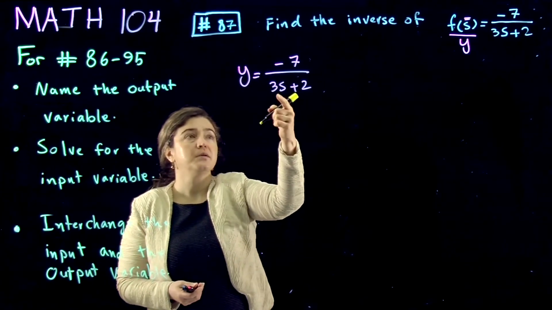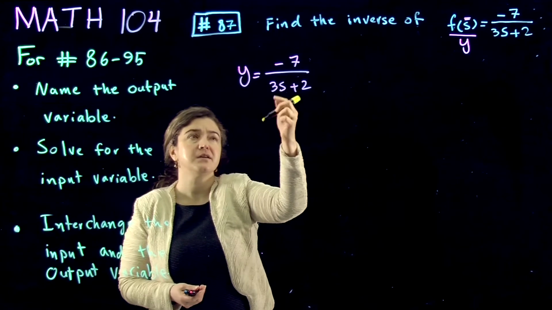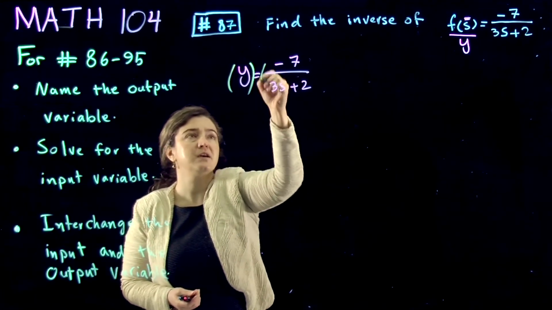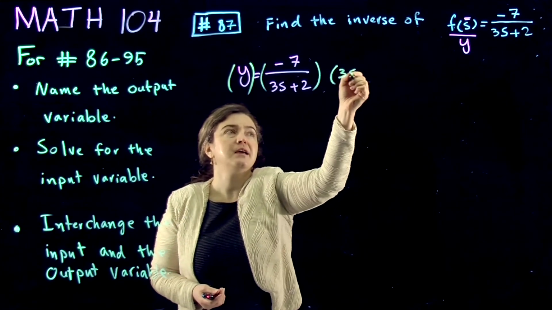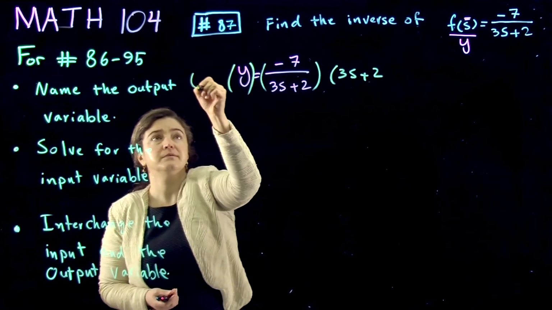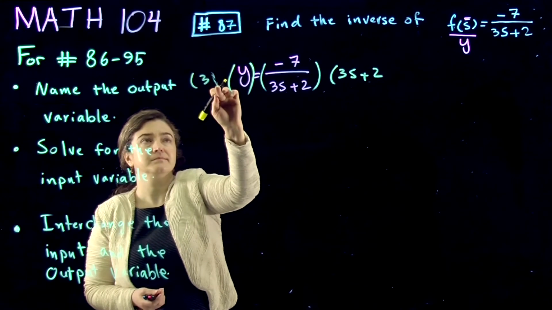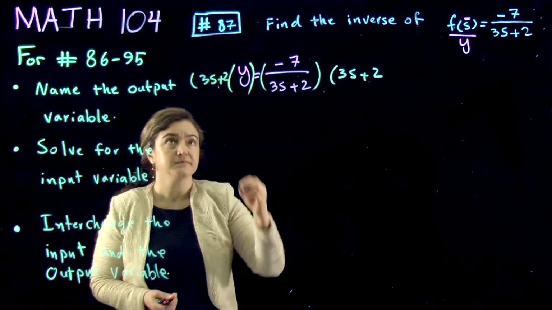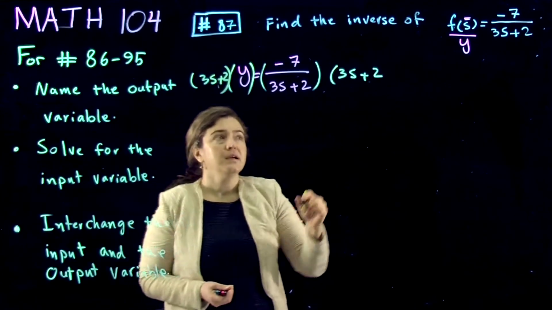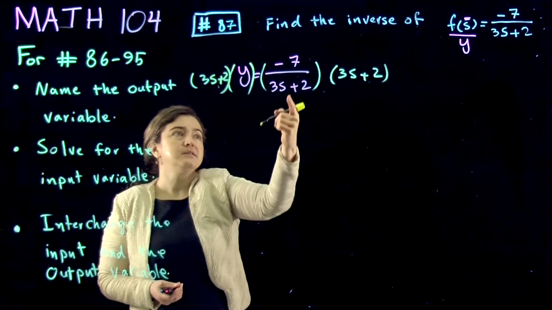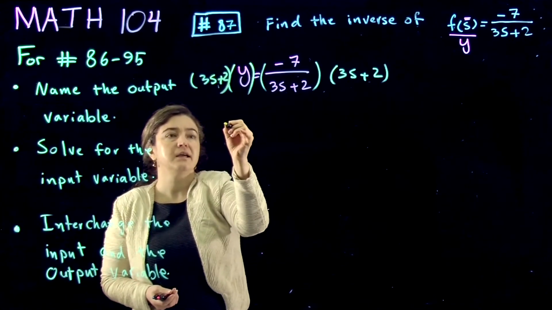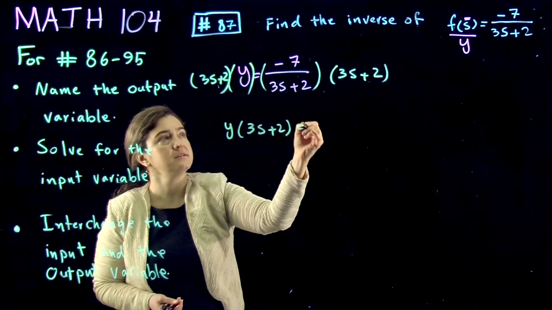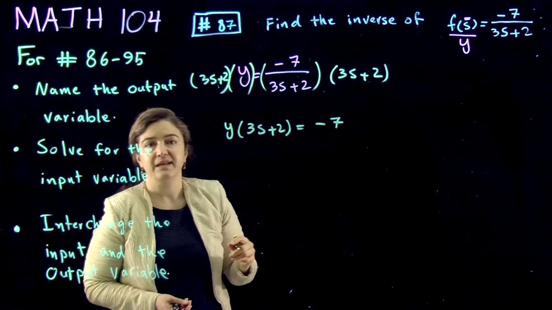And so in here, how do I isolate s? First of all, I have to get rid of the denominator. So I multiply both sides by 3s plus 2. And the denominator here simplifies. I end up with y times 3s plus 2 is equal to -7.